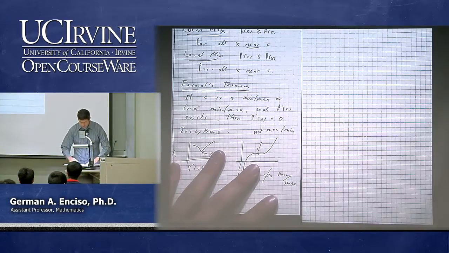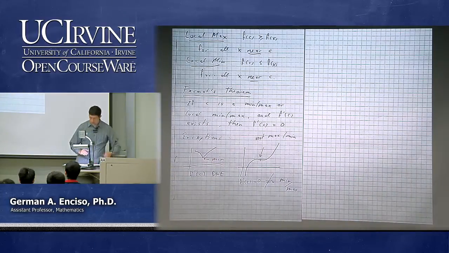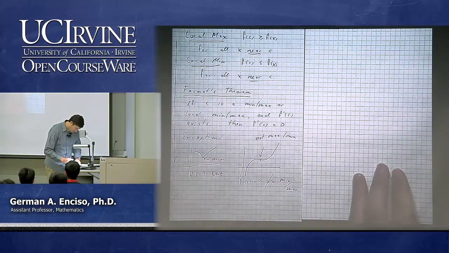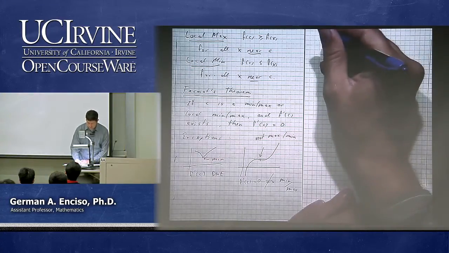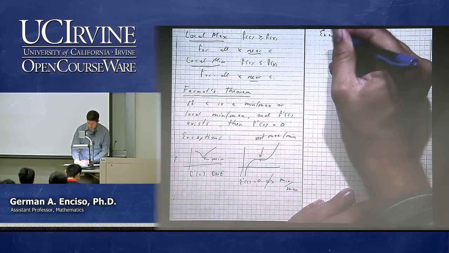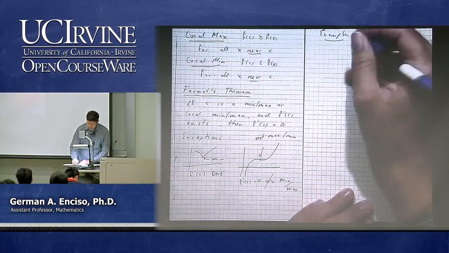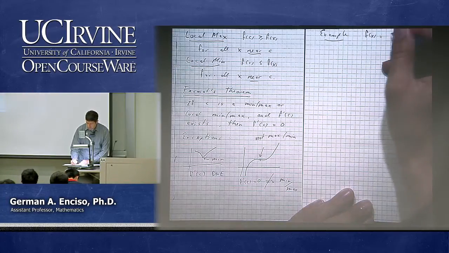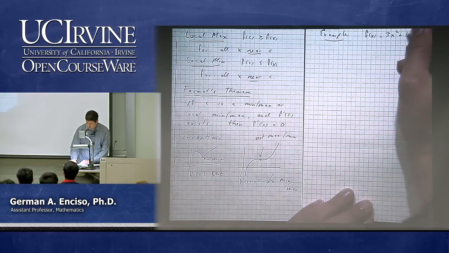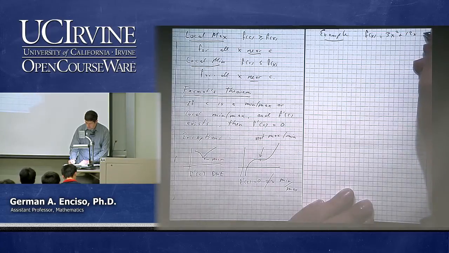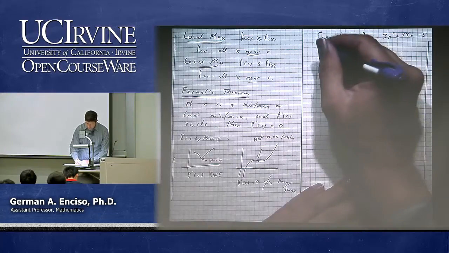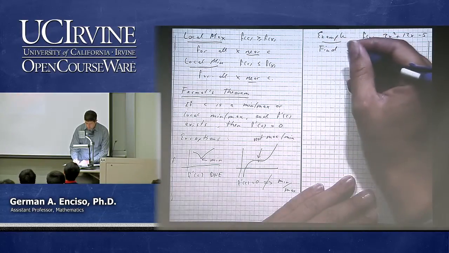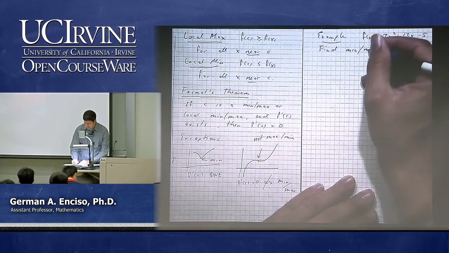Let me give you an example of this situation, and then we'll talk a little bit more about the wrinkles of this problem. So example: f of x equals 3x squared plus 12x minus 5. Find the min and the max.